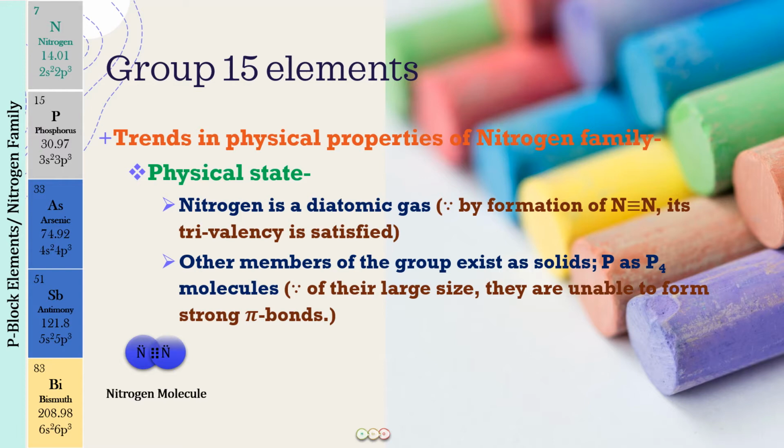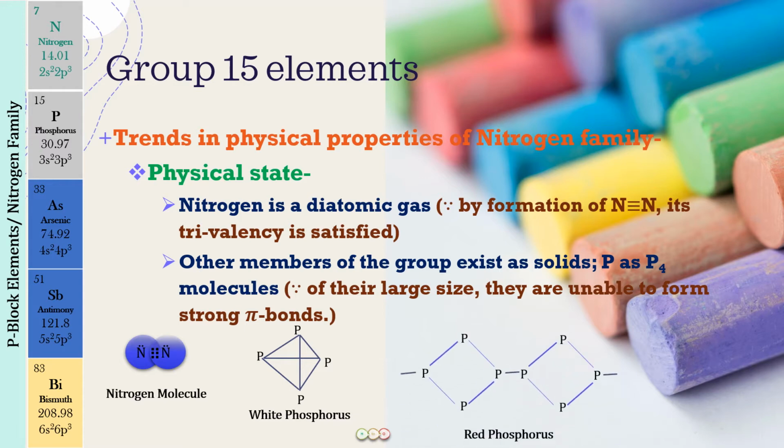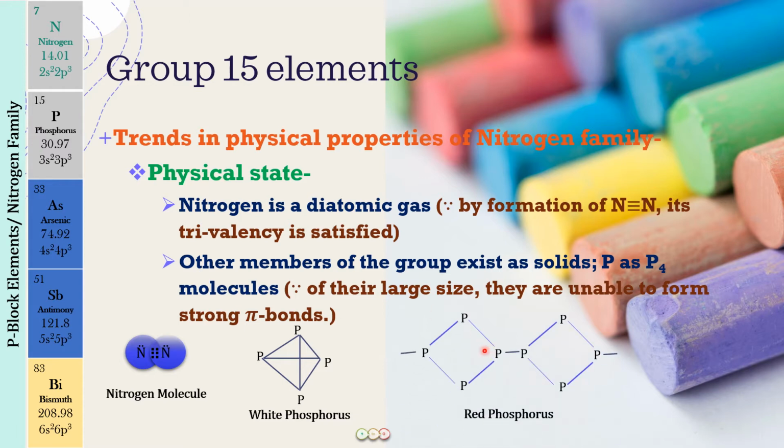We have the structure of the nitrogen molecule over here, where we can see the formation of the triple bond, and then we have white phosphorus. Here you can see that phosphorus has a tetrahedral structure. There are going to be 4 atoms present in the white phosphorus molecule, and similarly in red phosphorus we also see that there is going to be one molecule having 4 phosphorus atoms, and it is going to be a polymeric structure. Okay.